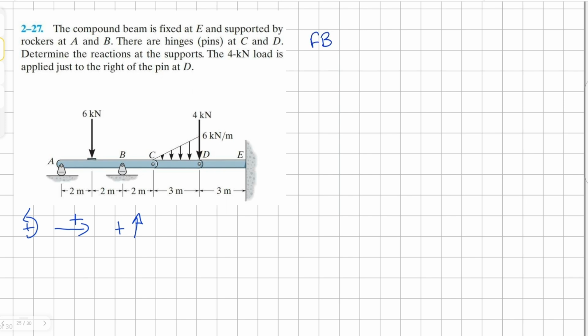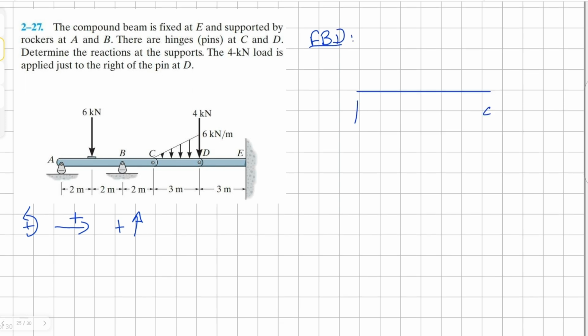Okay, let's draw the free body diagram for our first section. We're going to analyze A through C. We're going to have a vertical force at A, and another vertical reaction at B, and we're going to have vertical and horizontal reaction at pin connection C. We have a concentrated load being applied in between roller point A and B, which is 6 kilonewton. Now to solve, let's take moment about the point C.